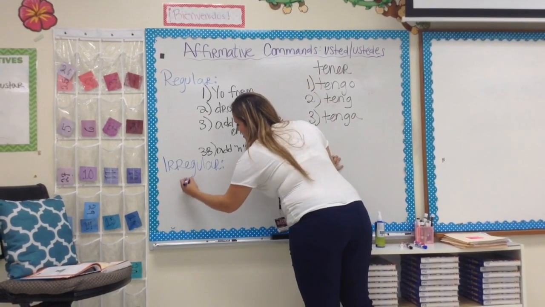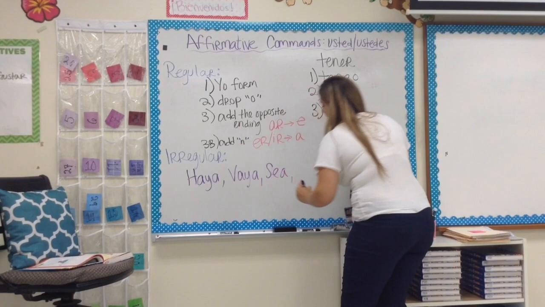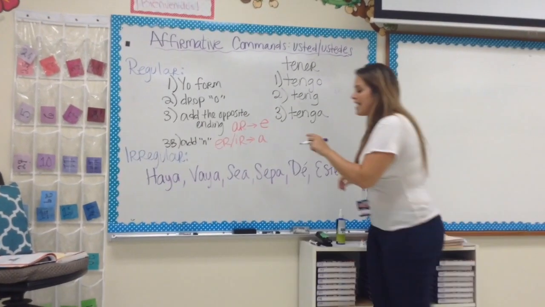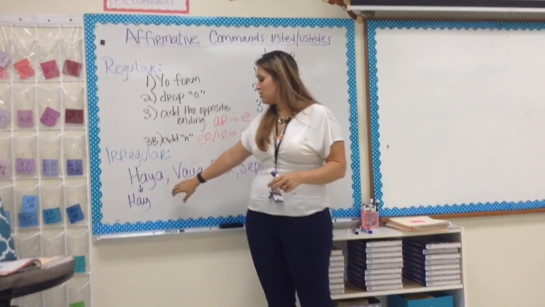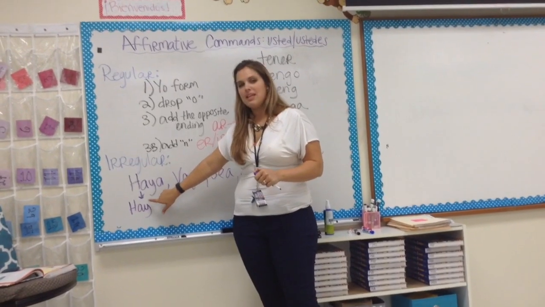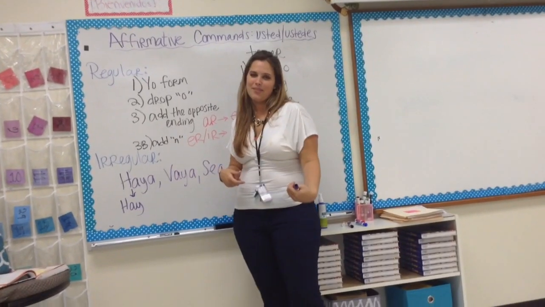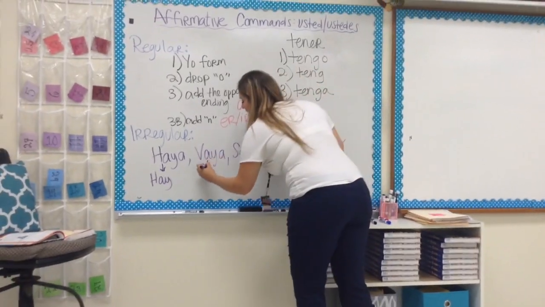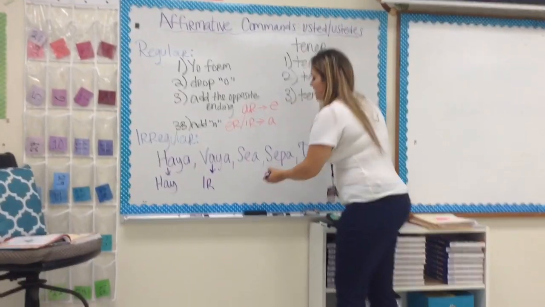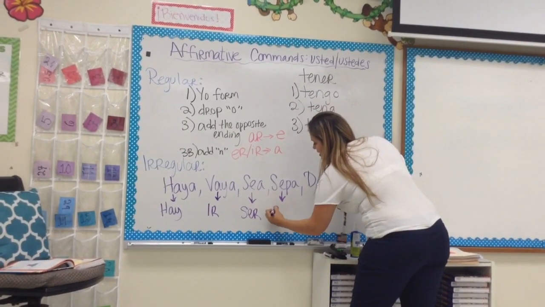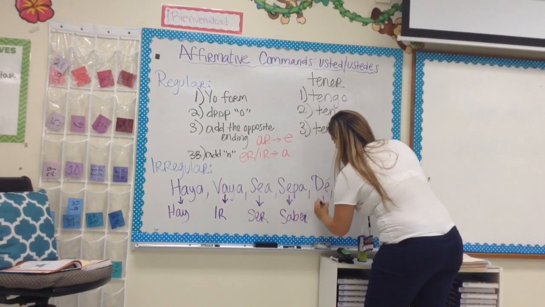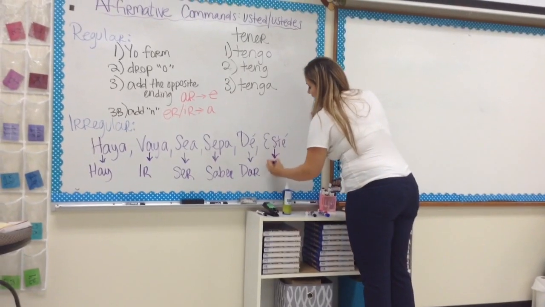So, we have haya, vaya, sea, sepa, de, este. Haya comes from the verb ir, which you will never use in an actual command, but just know that haya would be the subjunctive of that. So kind of ignore that for now, but it's part of the chant, so we really want to know it. Then we have vaya. Vaya comes from ir. Sea is ser. Sepa is saber. De is dar. And then este is estar.